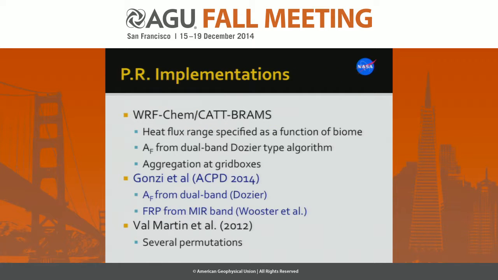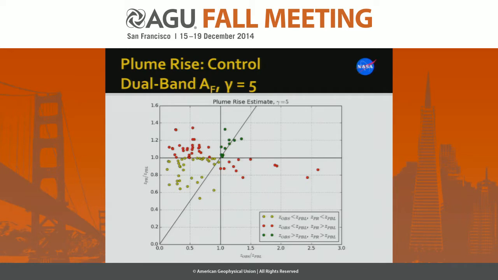So there are several implementations of the Freitas model, and results are all over the place, but most of the differences you can trace back to those basic inputs, the heat flux or the fire area or the FRP, and I'm not going to go into detail. What I'm going to be using here is an approach very similar to what Gonzalo did, where the fire area you estimate from a dual band Dozier type of algorithm, and you take the FRP retrieved by MODIS. Those basically provide the inputs that you need. So I'm showing here a comparison, for those 90 plumes or so, between what was observed and what was modeled on the top.